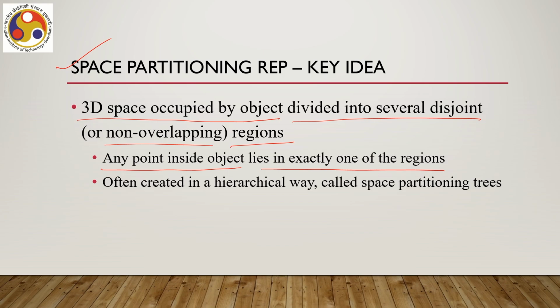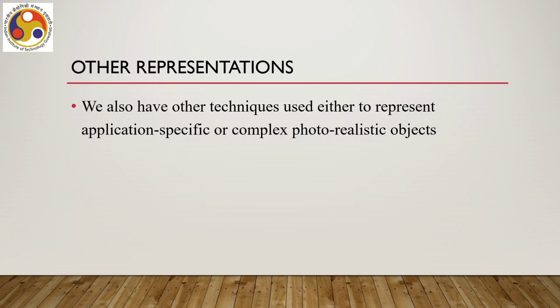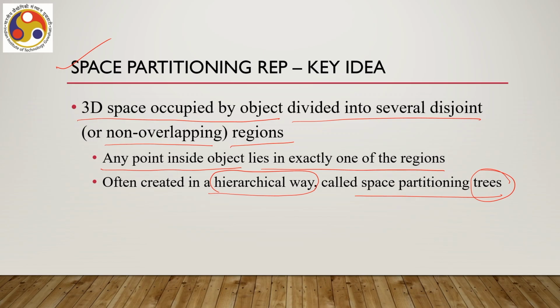Now, in order to create this particular representation, we need to create a hierarchical way of representation, which is called space partitioning trees. So, a tree like structure which represents the space occupied by the object. As we mentioned, there are several such representations, including octree method, binary space partitioning, or constructive solid geometric methods. Again, we will skip the details.